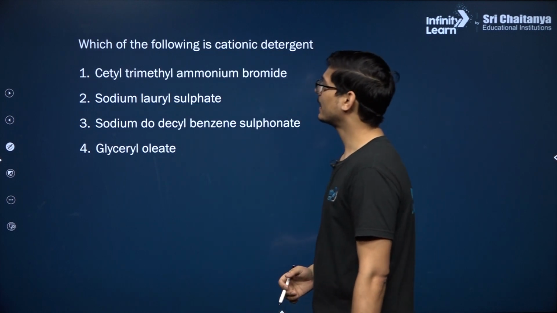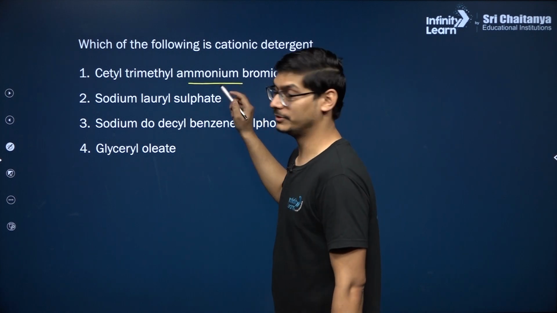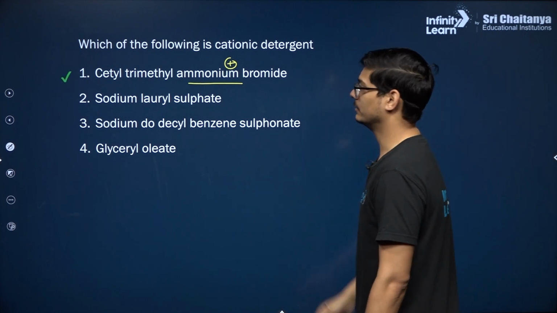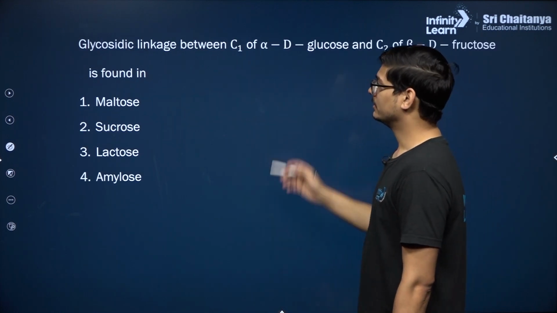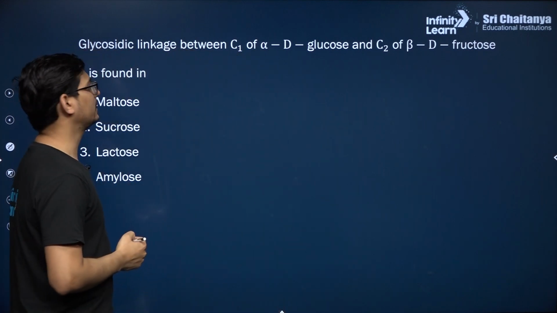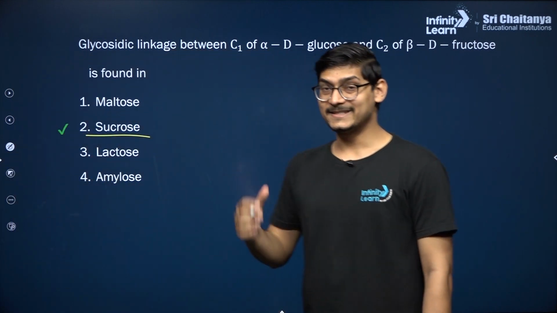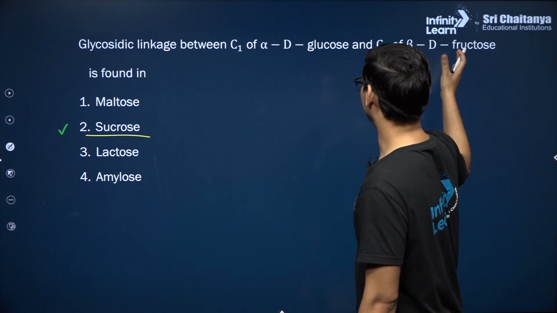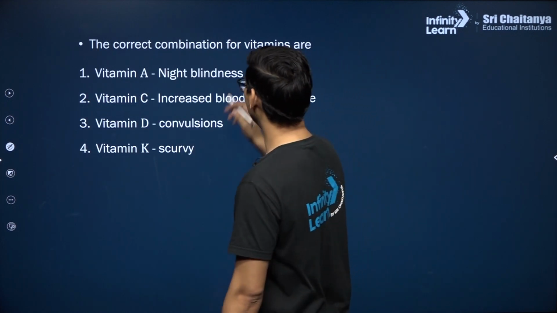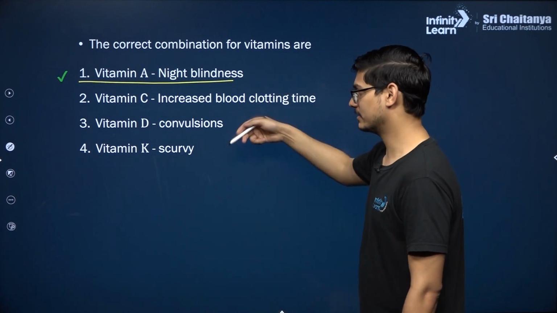Which one of the following is a cationic detergent? Cetyl trimethyl ammonium, right? So you can see the ammonium cation, so it's a positive ion. This is a cationic detergent, right? The other ones are not. So this is the correct answer. The glycosidic linkage between carbon 1 of alpha D glucose and carbon 2 of beta D fructose is definitely sucrose, because sucrose is a disaccharide formed by glucose and fructose, where the glycosidic linkage is between C1 and C2. The correct combination of vitamins, again theoretical and memory based: vitamin A causes night blindness, the others are mismatched.